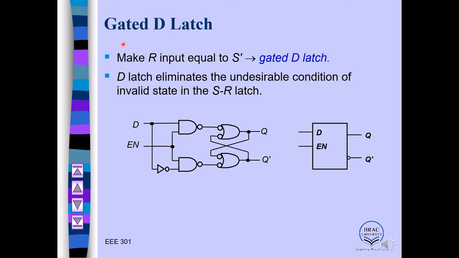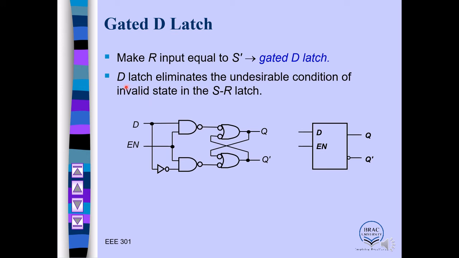Now let's get to the D-latch. The difference between the D-latch and the previous one is that instead of R, you have the input which is inverted. So make the R input equal to S prime for the gated D-latch. Previously this was S, this was R. Now if you just invert it and connect it here, then it can produce a D-latch. And the other things are the same as the previous one. You also have the enable pin as well. So this is the typical block diagram. Instead of having two inputs, right now you have only one input, D.